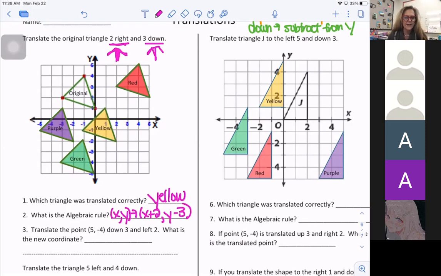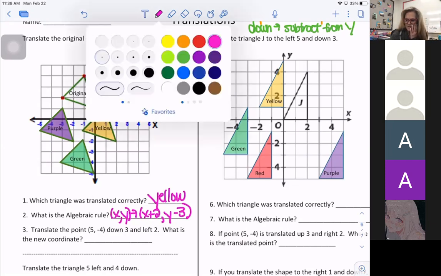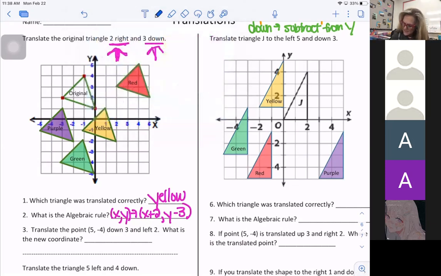Translate the point 5, -4. Okay, so I have 5, -4. I've got to pay attention to my words here. It says down 3. What is down 3 dealing with? Subtract Y. Okay, it's y, right? So I'm automatically going to underline my y in the same color so I know that's what I'm dealing with.